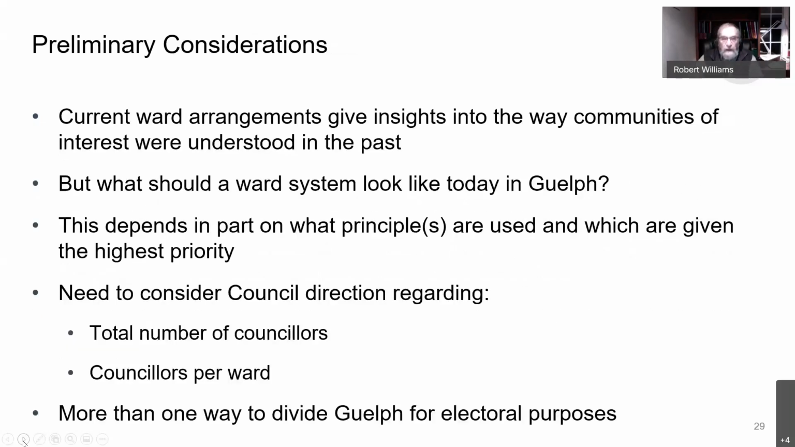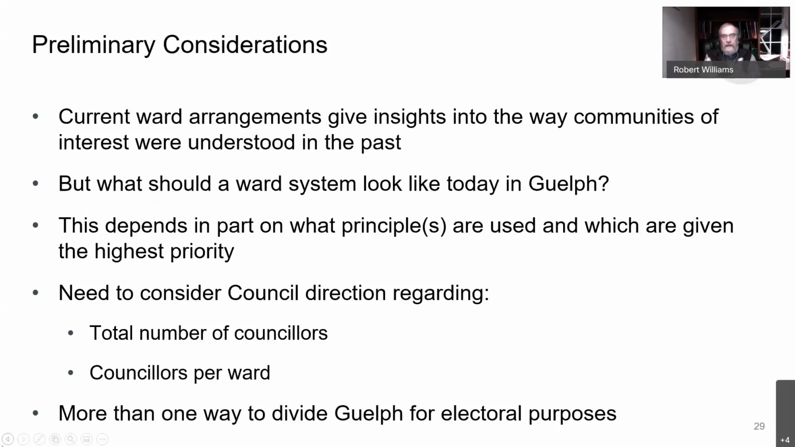So our work so far, and we've done a bit of background perspective looking at the current wards, and we've had discussions with members of council as well about these kinds of questions. But we're also taking a very beginning approach to this. The current ward arrangements are important. They've been there a long time. People are familiar with them. They give us some insight into the way these communities of interest were understood in the past. Certain places were grouped together because in 1991 it made sense to put them together to help get to these other goals. But today, that may not be the case.